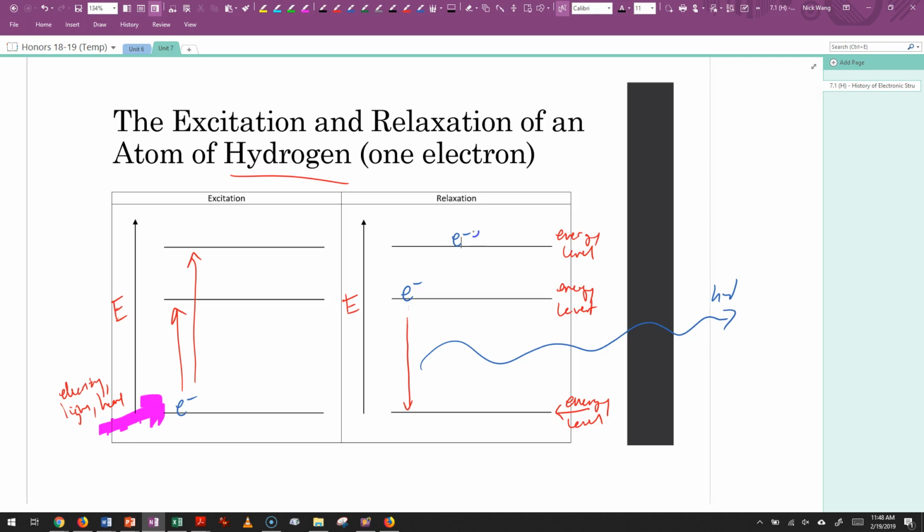Well, what can this do? As you might imagine, it can relax down to this one, or it can relax all the way down here, depending on just what it feels like doing at that time. And like we said, energy that is released has to come out in some form. It turns out when electrons relax, it releases energy in the form of light.